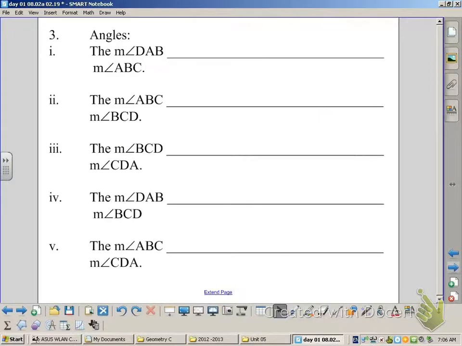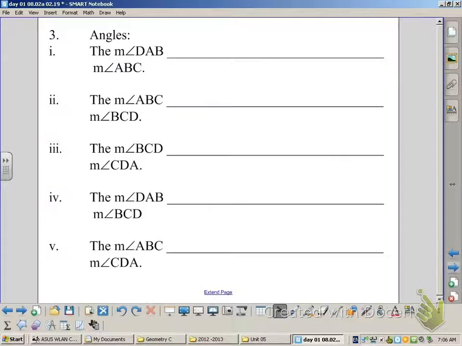Okay, let's take a look at the next set of questions. Hit pause as you fill in the blanks for the measurements of those angles. Take 2 or 3 minutes to fill in those blanks, and then hit resume when you're ready to see the answers. All right, now that you've finished filling in the angle measures, let's see what you've filled into the blanks.